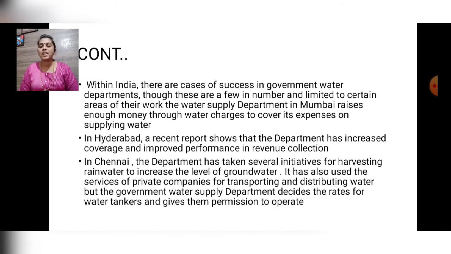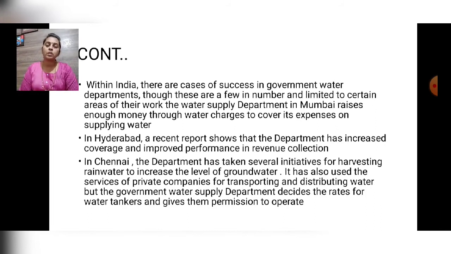You people are also staying in GIDC and enjoying the water supply by the government, or you can say the municipality, wherein you are going to pay tax for that also. In Hyderabad, a recent report shows that the department has increased coverage and improved performance in revenue collection.